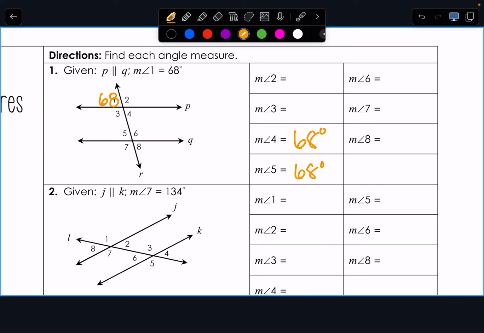Okay. You are not answering these the way that they're supposed to be answered. I would highly encourage you to pay attention so you know how I want you to answer this. Okay. Angle 8. What kind of angles are angle 1 and angle 8? Alternate exterior, and we know alternate exterior angles are congruent.